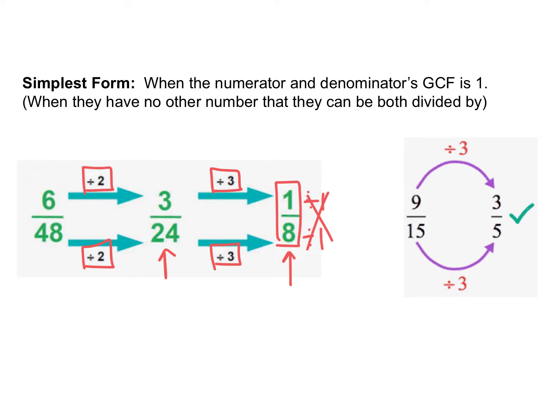9/15, we can divide top and bottom by 3. You have to be able to divide the top and bottom by the same number. Do that, we get 3/5. 3/5, the only factor that they have in common then is 1, so then it's in simplest form.